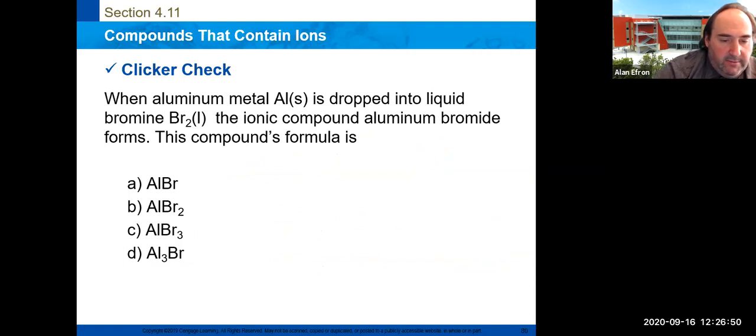And here's aluminum. When aluminum metal is dropped into liquid bromine, the ionic compound is aluminum bromide. What is the correct formula for aluminum bromide?